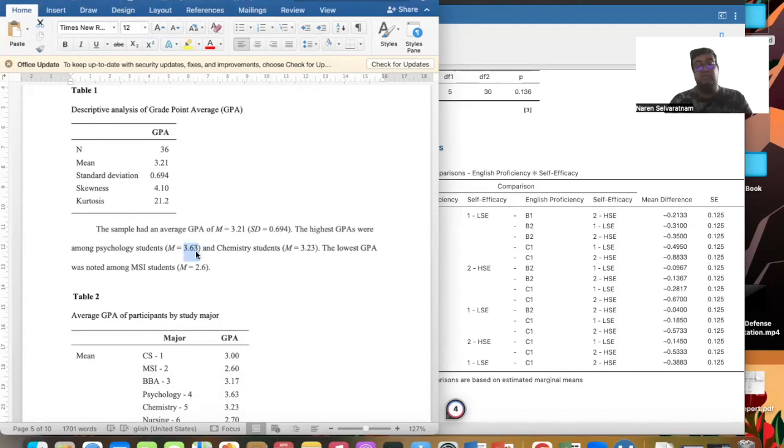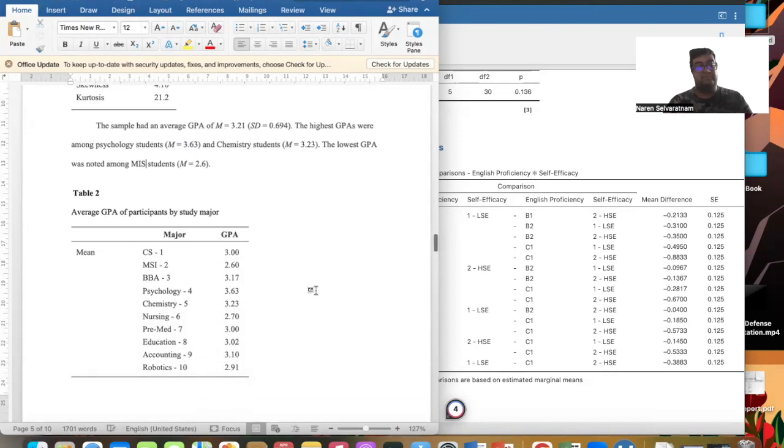I think the issue was when I first ran this data set, I mistakenly had included one of the GPAs as 6.98. So I changed it to 3.98 because you can't have GPAs more than 4. I think that's one of the reasons why our means were slightly different. But that's okay, just forget about that. But this would be the basic reporting style. The lowest GPA was noted among MIS students, that is 2.6.